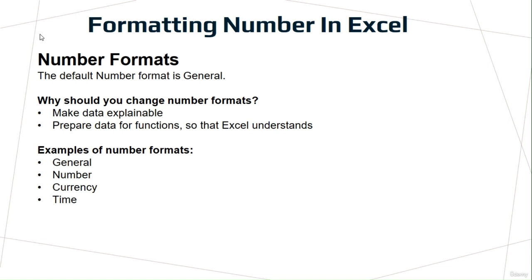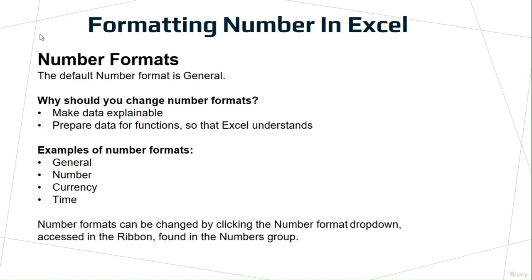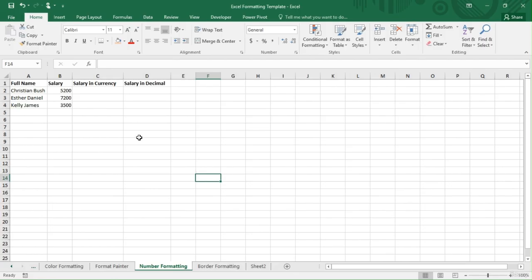Now, examples of number formats are general, number, currency, time. There are also different types of number formats. There's percentage. We're going to look at all of it in the example. Now, how can you change your number format? To do that, you simply click the number format drop-down. This can be accessed in the ribbon found in the numbers group. Let's take a practical example to help you understand.